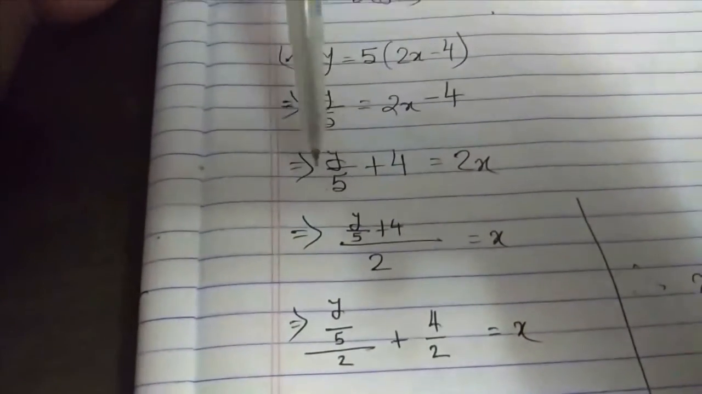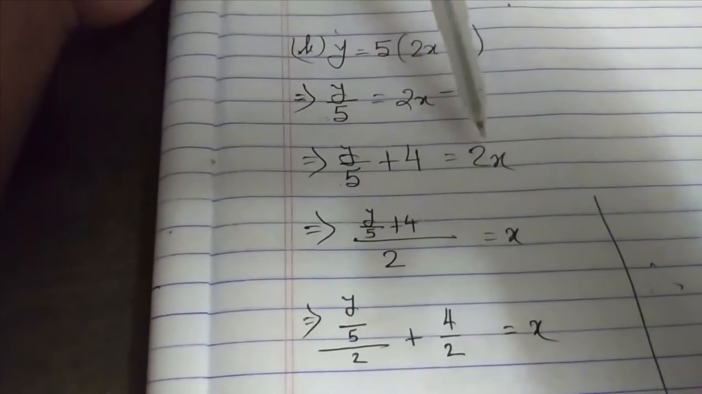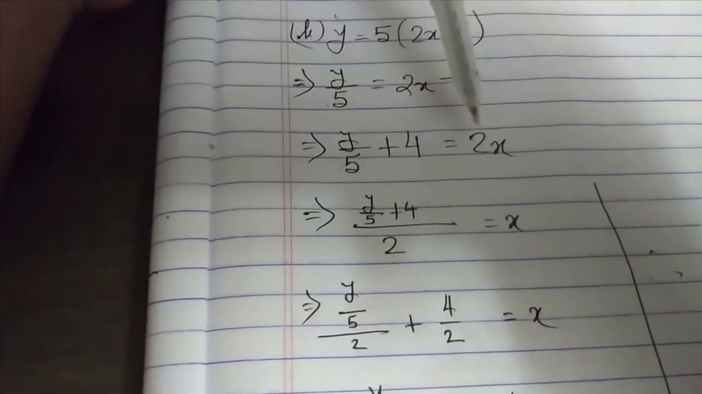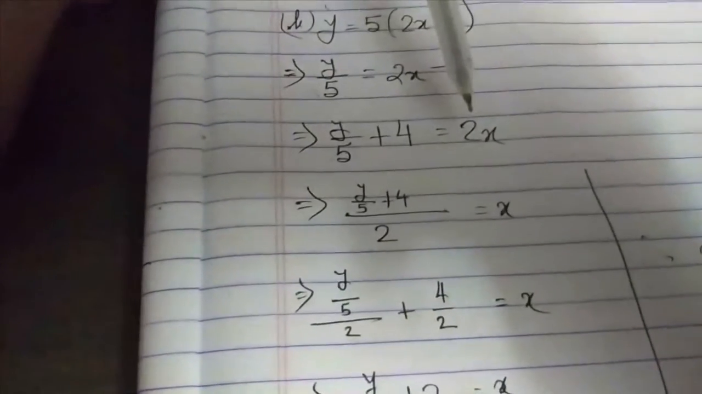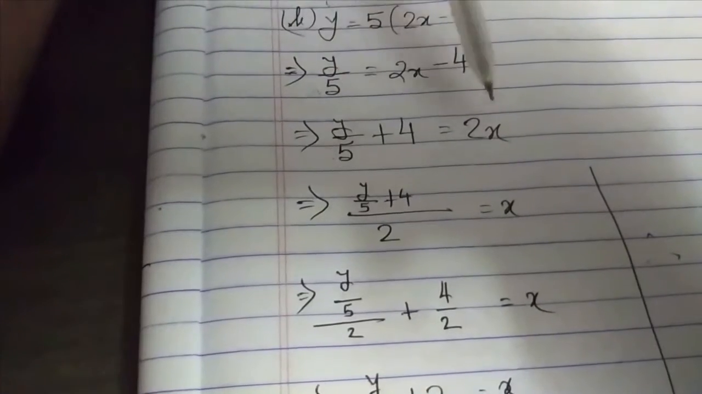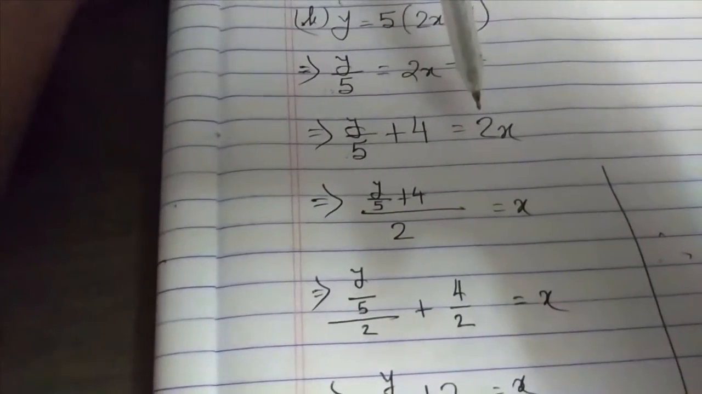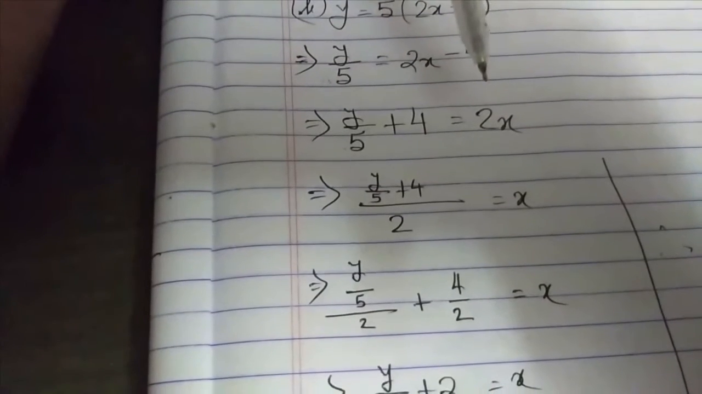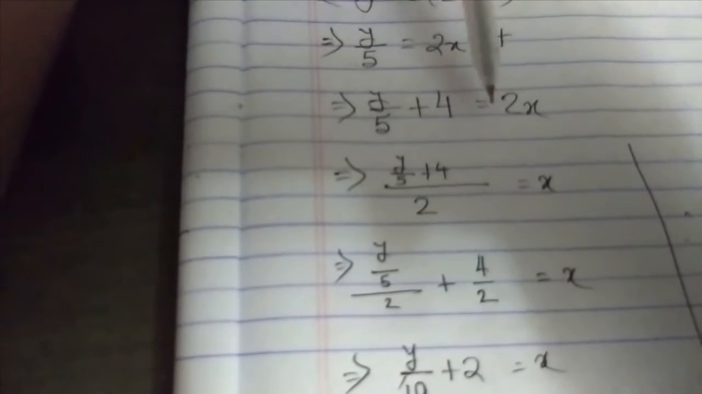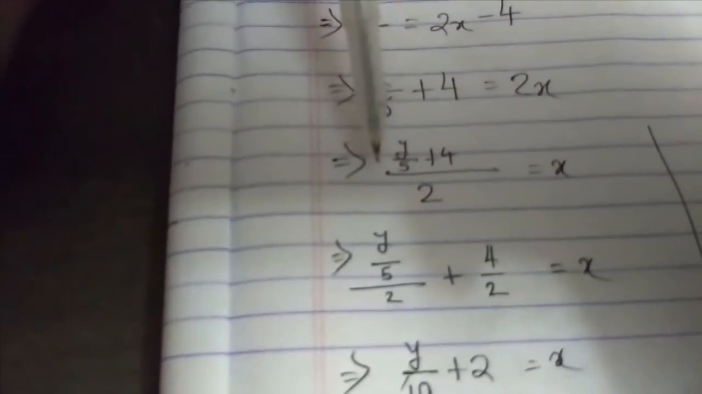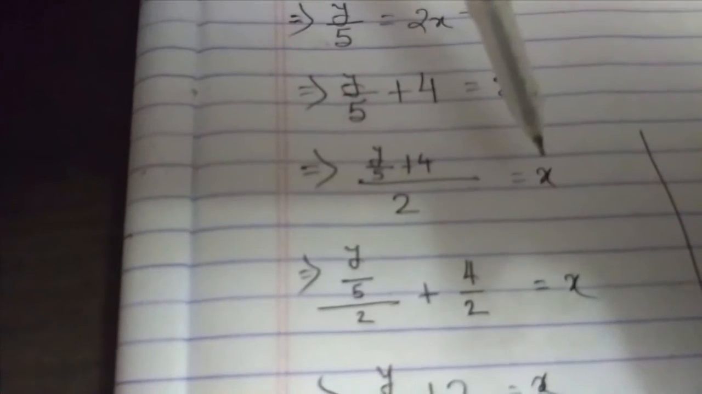Now we have this 2 with the x, and the relationship between them is multiplication. We have to remove this 2 from the right side of the equation as well. To remove it, we divide both sides by 2. As the relationship between 2 and x is multiplication, we do the opposite thing, which is division. So here it is (y divided by 5 plus 4) divided by 2, and 2 divided by 2 is 1, so just x remains. So we have (y divided by 5 plus 4) divided by 2 equals x.